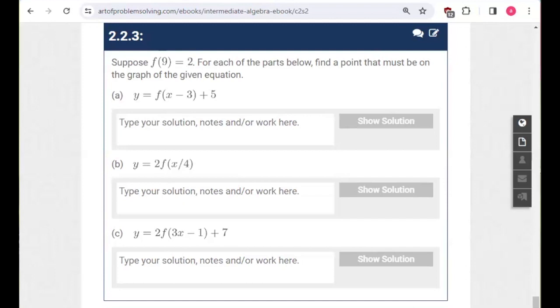Isn't it just 9, 2? Yeah. The point is 9, 2, yes? Yeah. Okay, and your equation is y equals f bracket x minus 3 plus 5. Okay, I'm going to ask you a few questions. What's your a value? A equals 1. It's a number in front. What is your k value? Also 1.